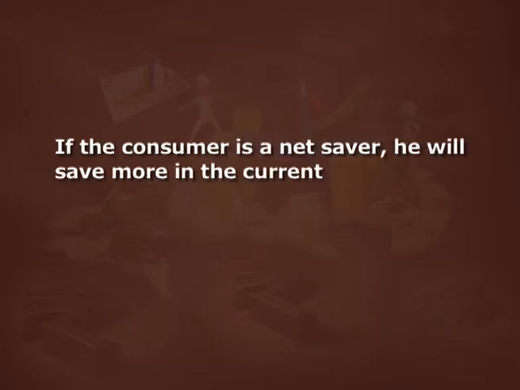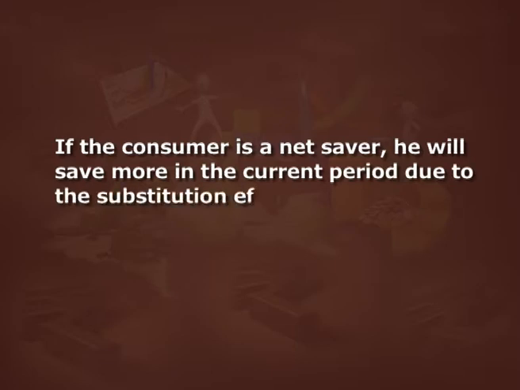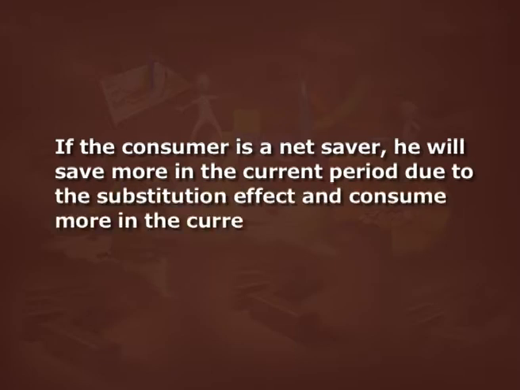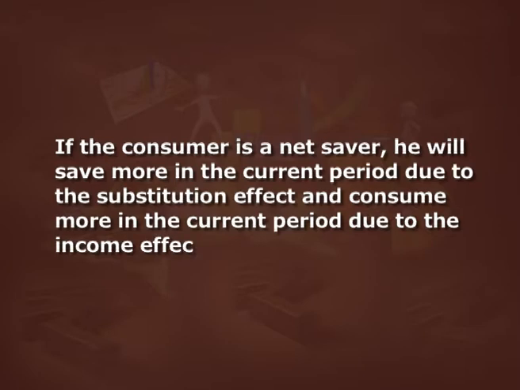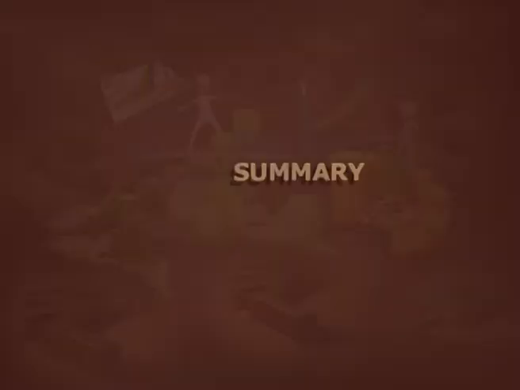If the consumer is a net saver, he will save more in the current period due to the substitution effect and consume more in the current period due to the income effect. The net effect thus becomes uncertain. If the consumer is a net borrower, however, he will tend to consume less in the current period due to the substitution effect and income effect, thereby reducing his overall current consumption.